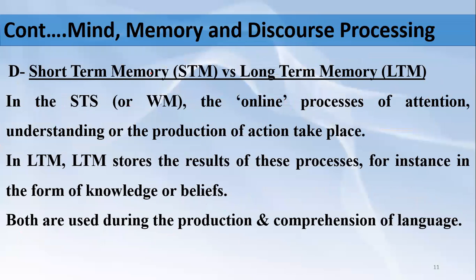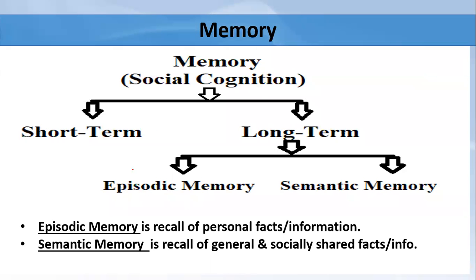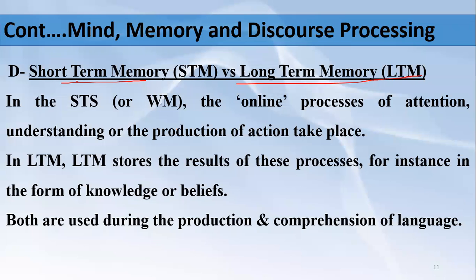Now, there are two basic types of memory: short-term memory and long-term memory. You must be familiar with these terms, but let's discuss them very briefly. Then you'll come to the entire structure of human memory, human cognition. Fine. Short-term memory, abbreviated STM, and long-term memory.